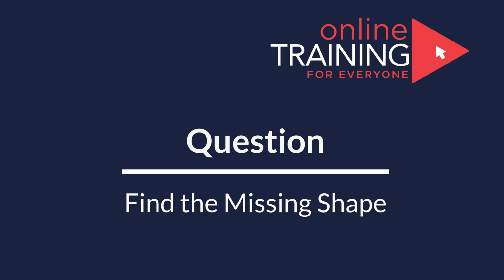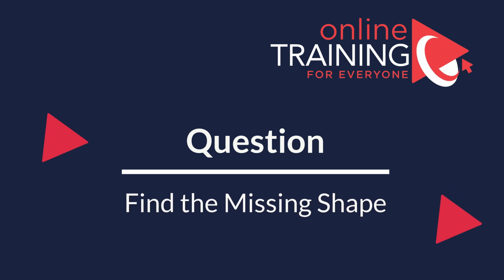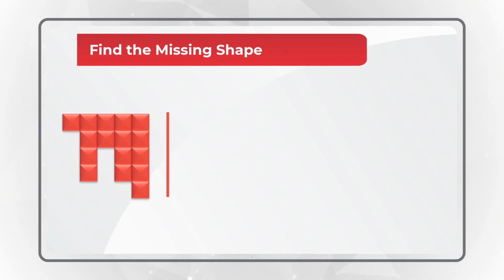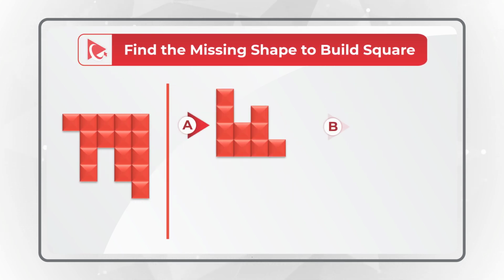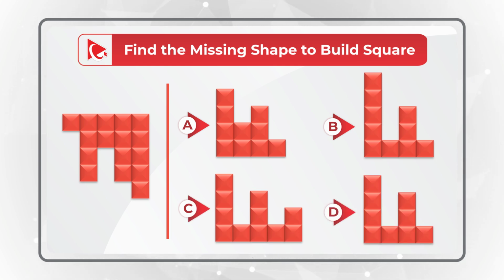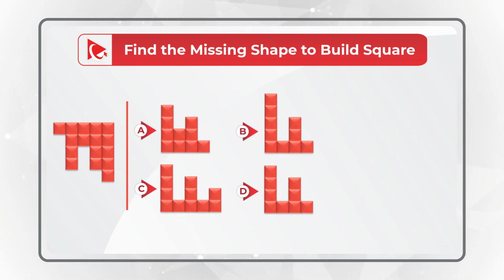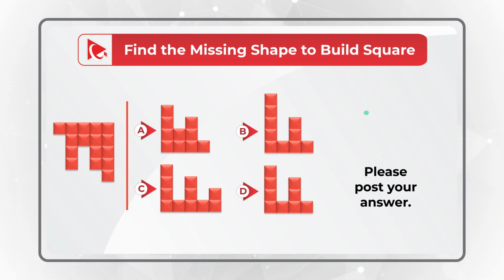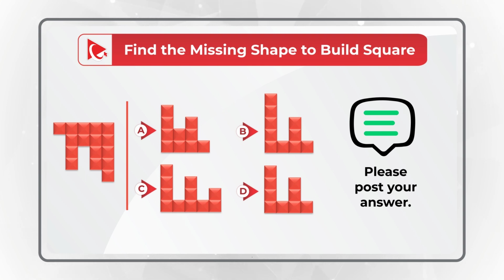And now here's the question for you to test your skills. You need to find the missing shape to build a square. You have 4 different choices. Choices A, B, C, and D. Do you see the correct answer? Give yourself a little bit of time, and when you're ready, please make sure to post your answer in comments. This would allow me to give you my feedback. Thanks for participating, and good luck.